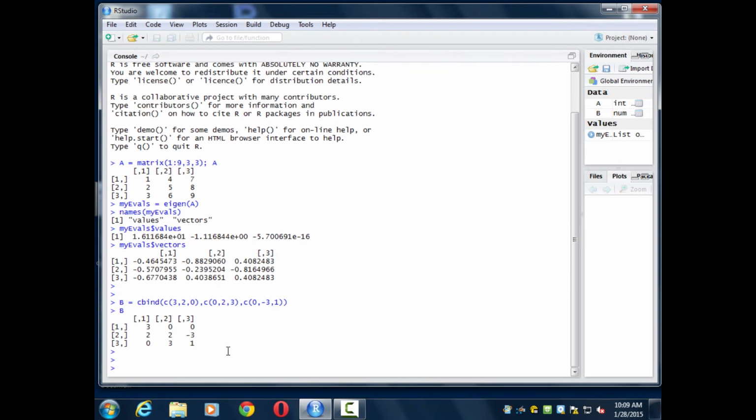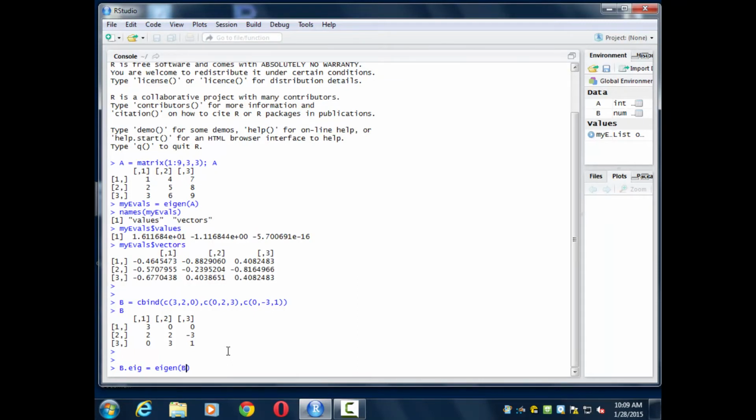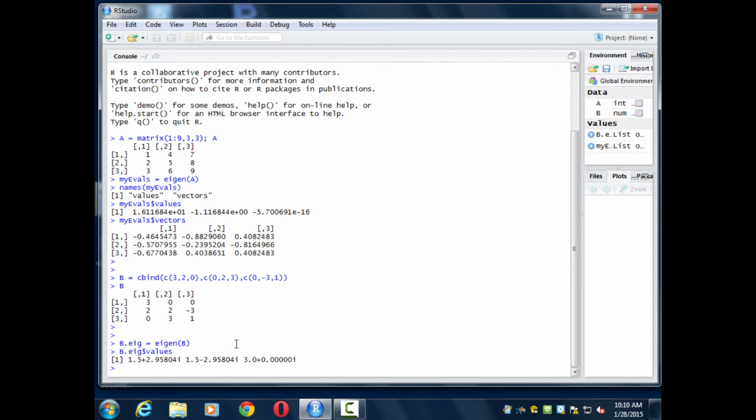Let's take now a look at B, that's my output, B. Let's say B.eig, this would be eigen of B. And remember that output B.eig has an attribute called values. This will list the eigenvalues. So there is the first eigenvalue, here is the second eigenvalue, here is the last eigenvalue.